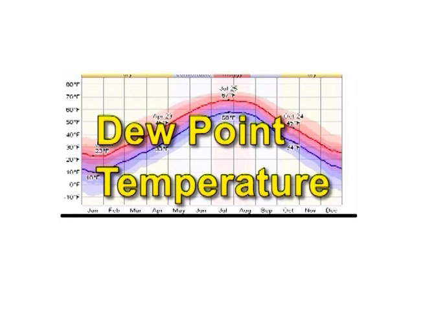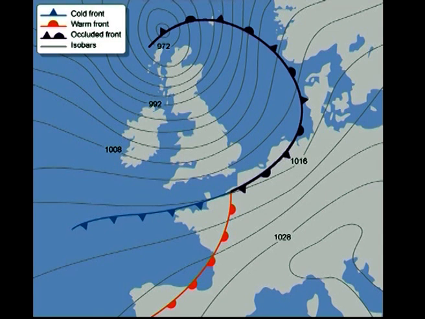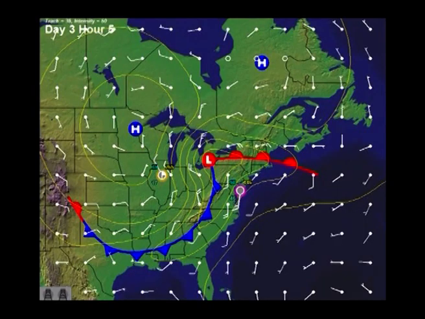Dew point temperature. Dew points indicate the amount of moisture in the air. The higher the dew points, the higher the moisture content of the air at a given temperature. Dew point temperature is defined as the temperature to which the air would have to cool at constant pressure and constant water vapor content in order to reach saturation. A state of saturation exists when the air is holding the maximum amount of water vapor possible at the existing temperature and pressure.